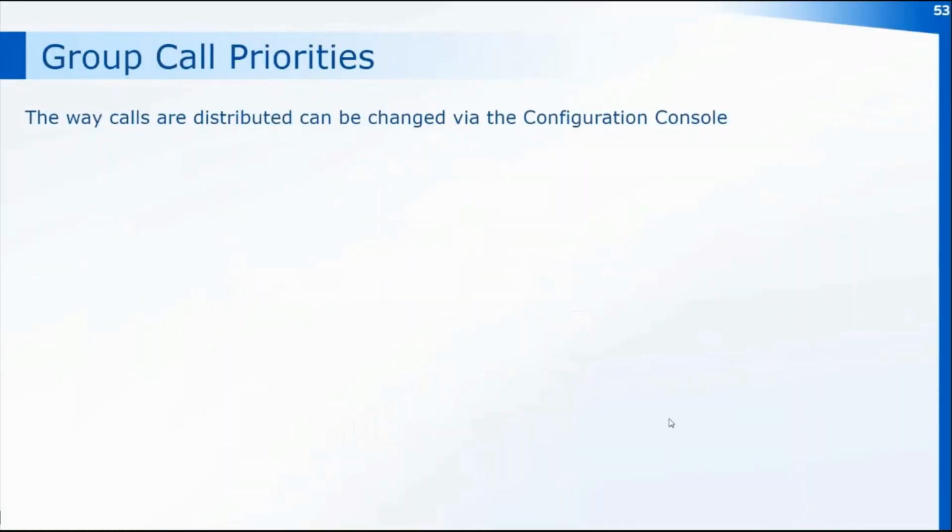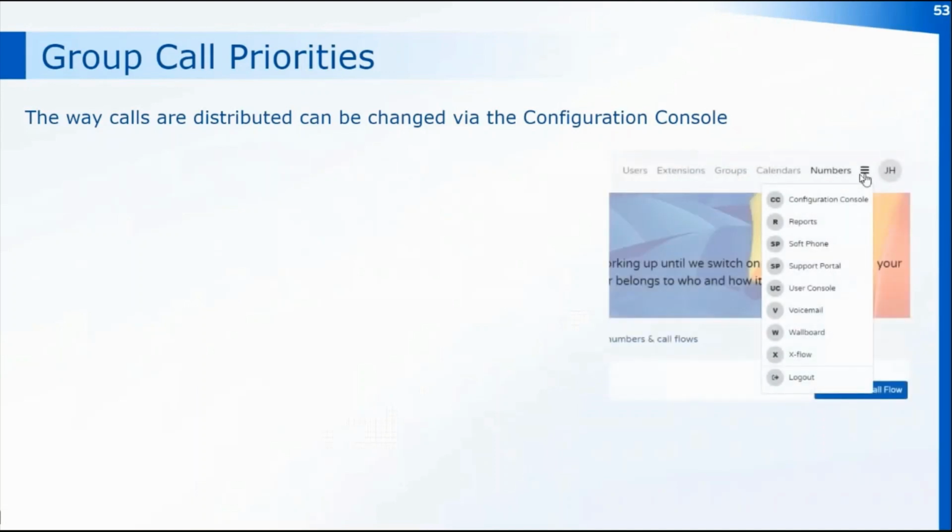Now you can also change the way that the calls are distributed via the configuration console. So as this is an emergency bypass group, I'm going to make sure that the call priorities are set on high, so it pushes them to the front of any queue that those users are currently dealing with.